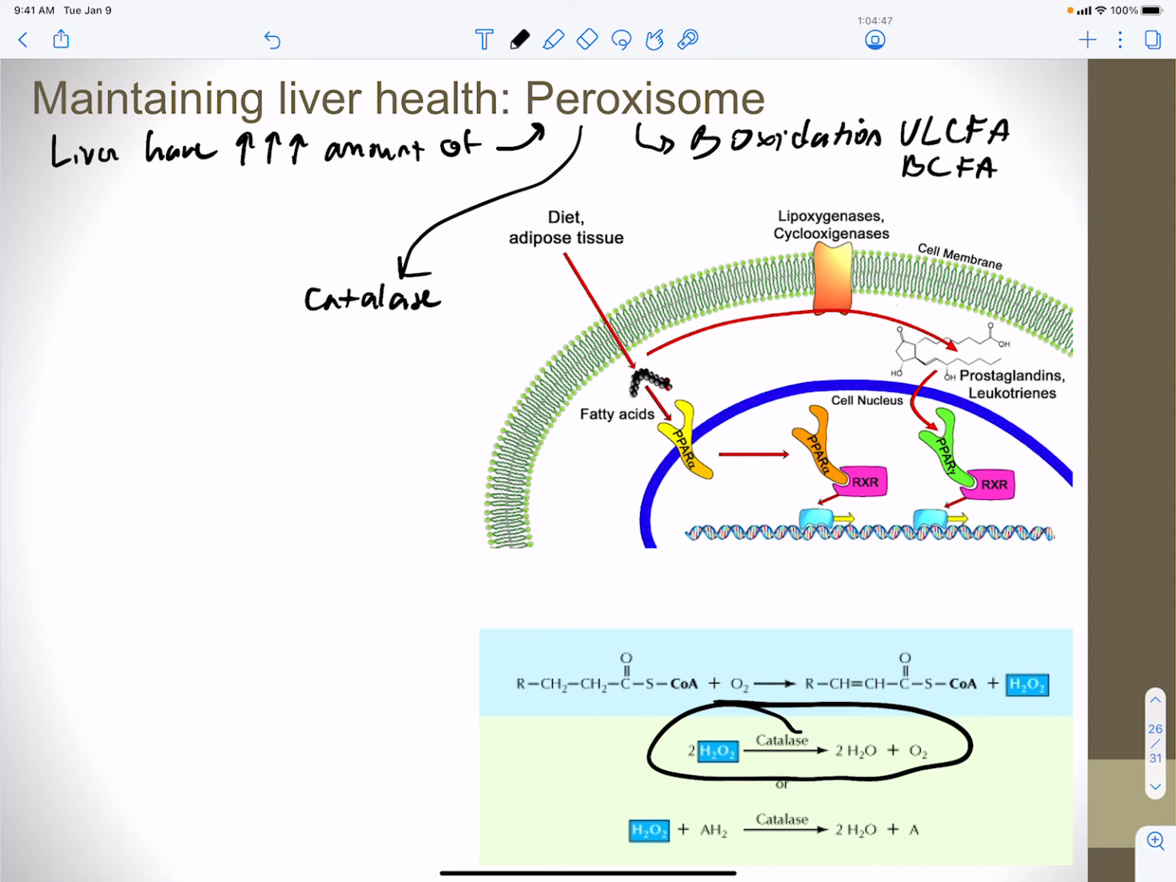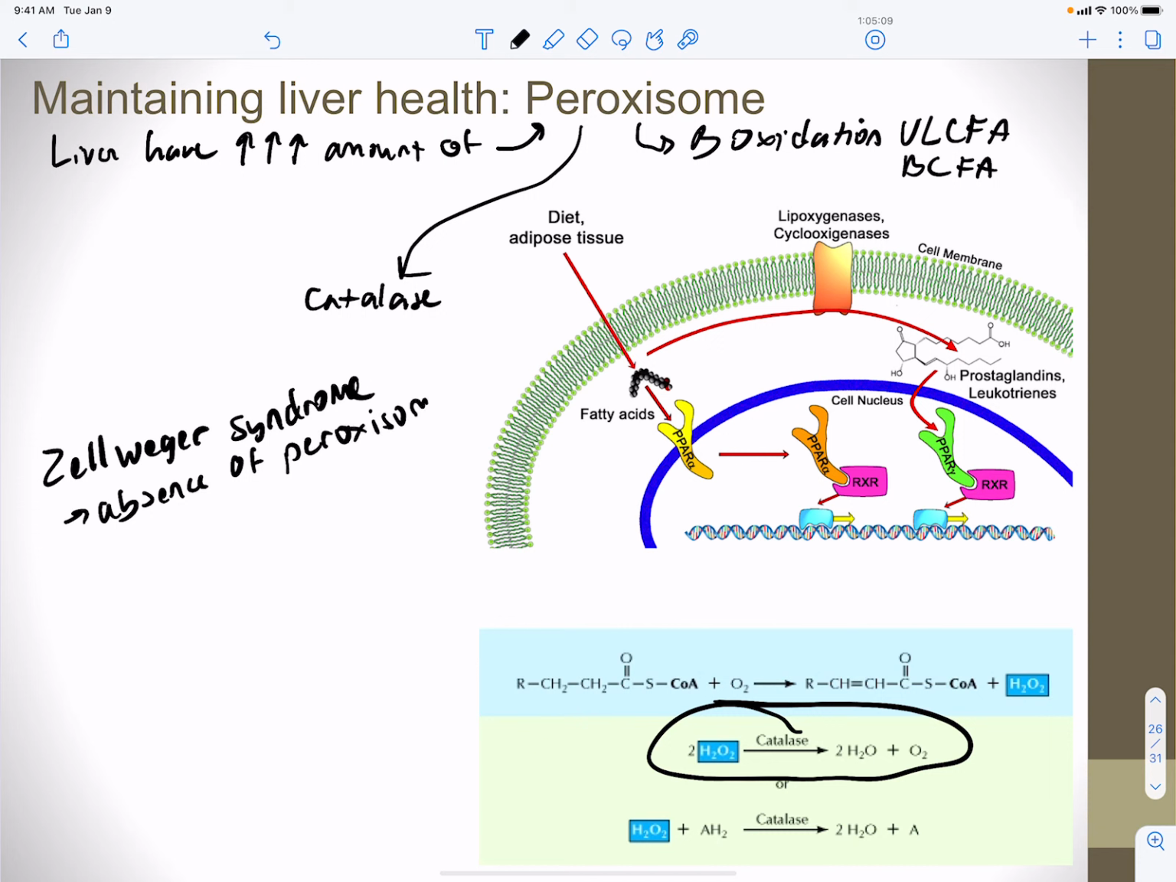You have Zellweger syndrome, which is an inherited absence of peroxisomes in all tissues. And so long-chain fatty acid synthesis, which is necessary for myelin formation, is going to be impacted.